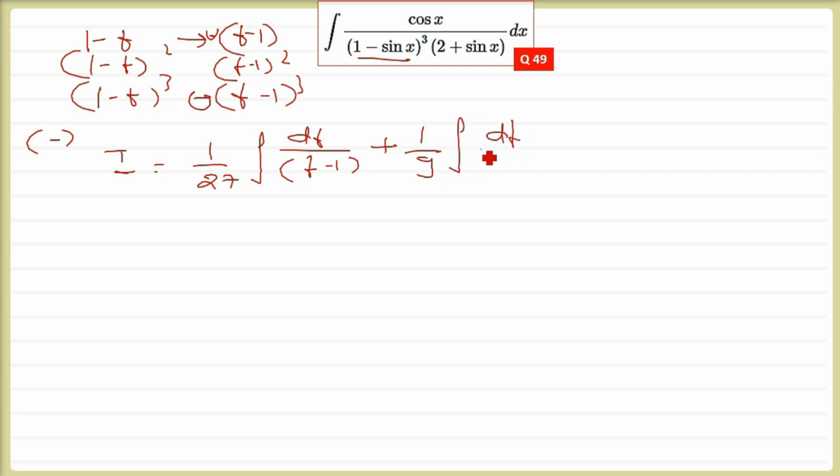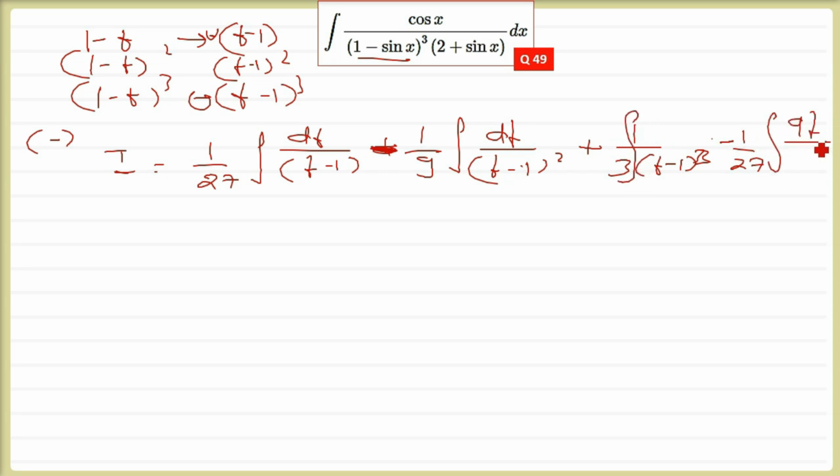So 1 by 9 integration of dt, this is negative 1 by 9 dt divided by t minus 1 whole square. Then the third one will be 1 by 3 t minus 1 whole cube, and this will be -1 by 27. So I've already done t minus 1 and t minus 1 whole cube. The last term will be this one, -1 by 27 multiplied by dt by t plus 2. So 1 by 27 log of modulus of t minus 1.